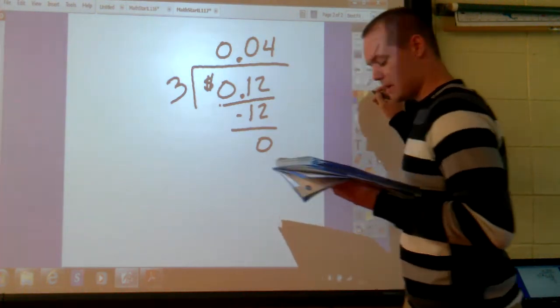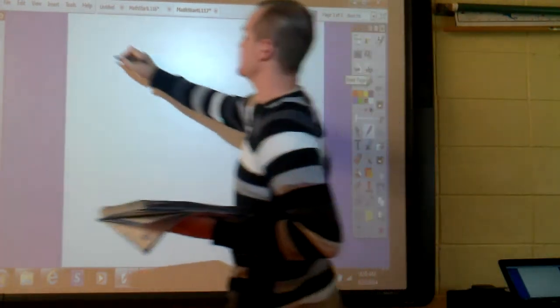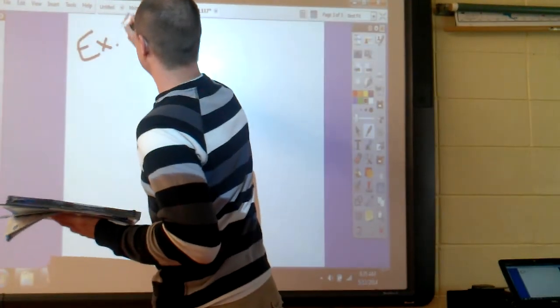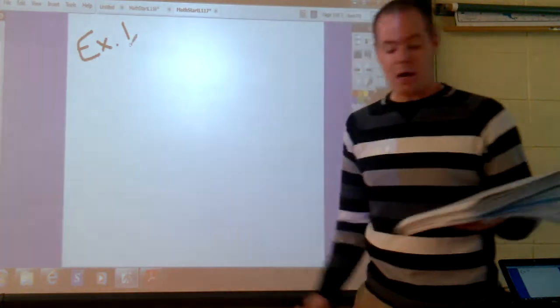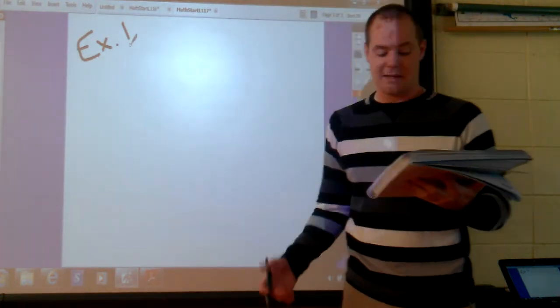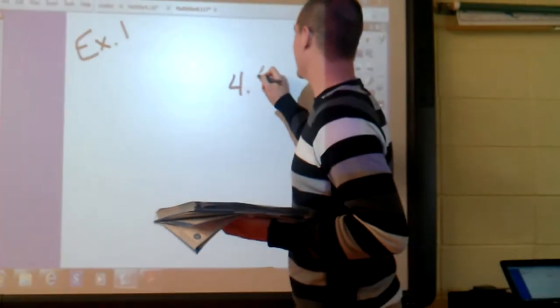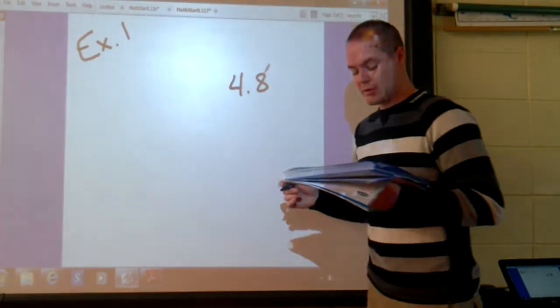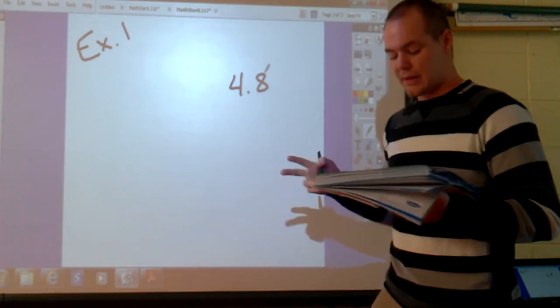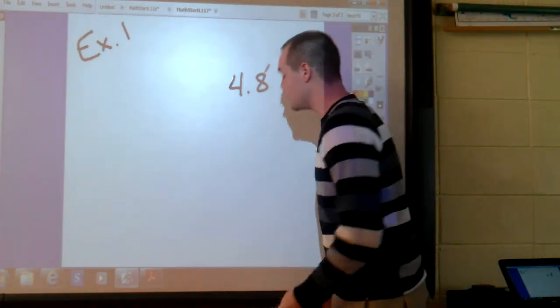Okay, let's look at example number 1. Example number 1 says, for an art project, Corbin must cut a length of ribbon in half. The ribbon is exactly 4 8/10 meters long. If he cuts the ribbon correctly, how long will each length of ribbon be?